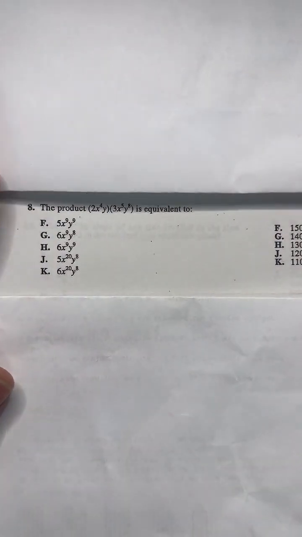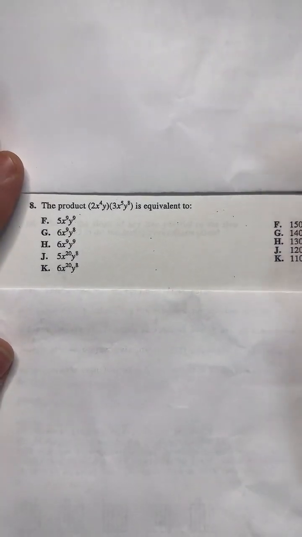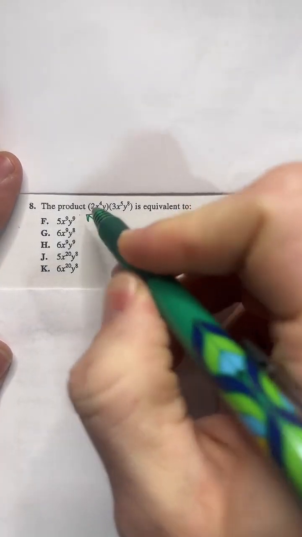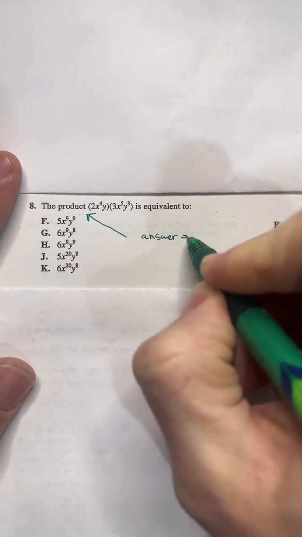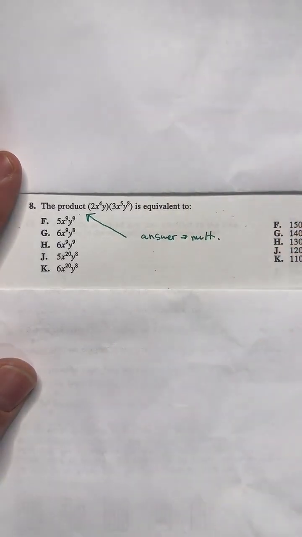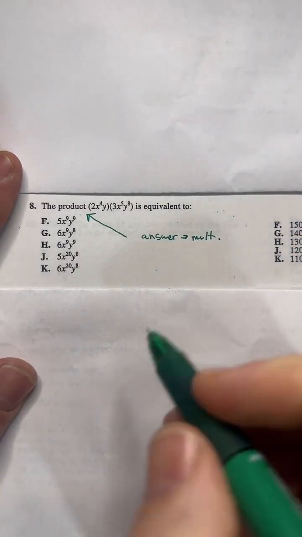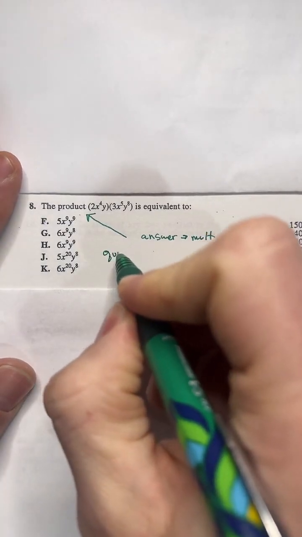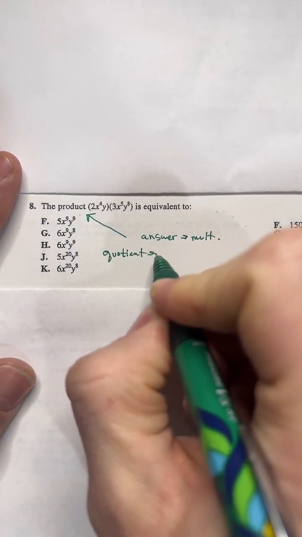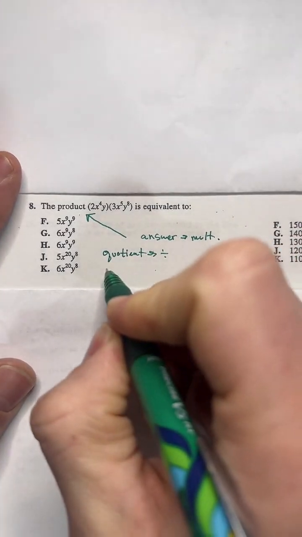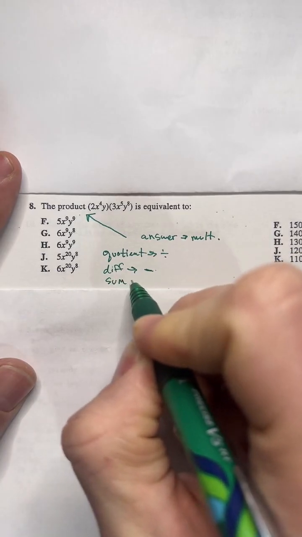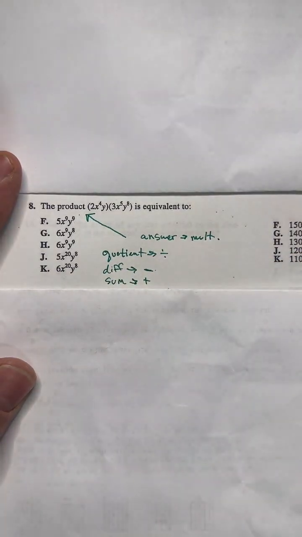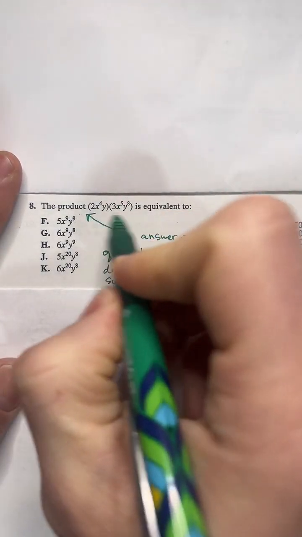All right. So the product. Ooh, product. What does product mean? Okay. Product is the answer to a multiplication problem. We have a quotient, the answer to a division problem. We have the difference, that's going to be a subtraction problem, and the sum is going to be an addition problem. Okay, you need to know those words. So the product, oh man, so let's take a look.